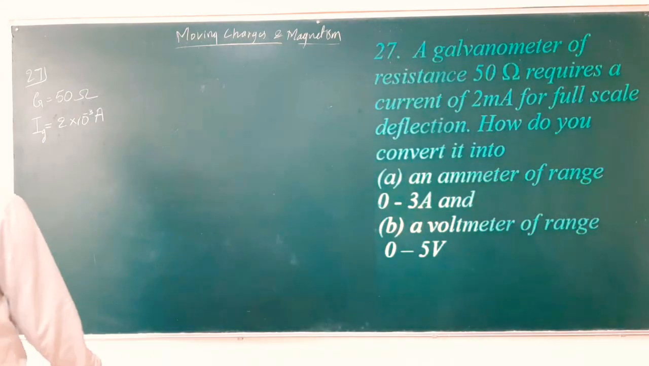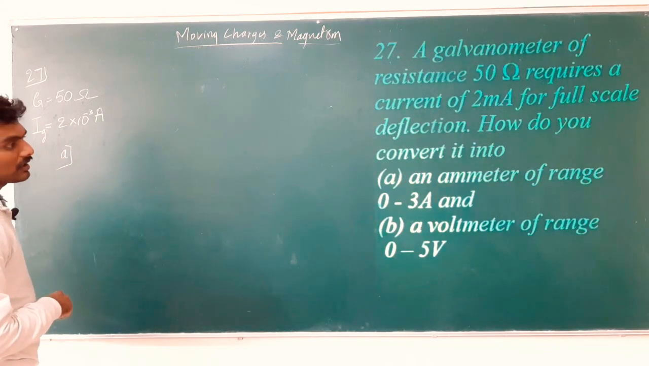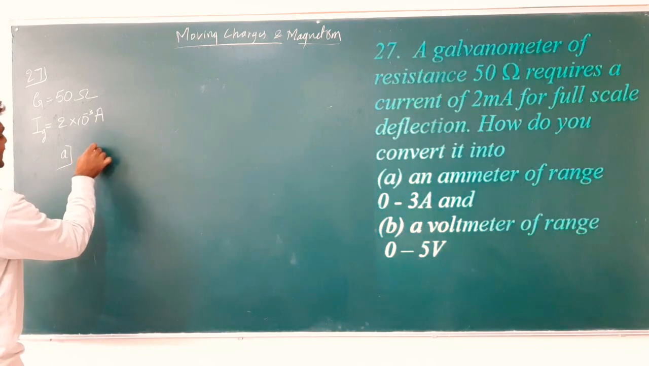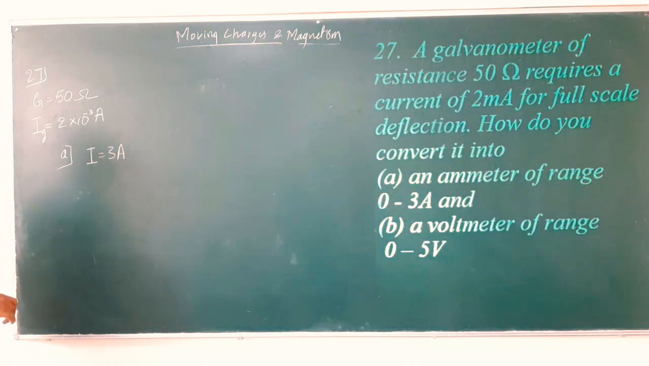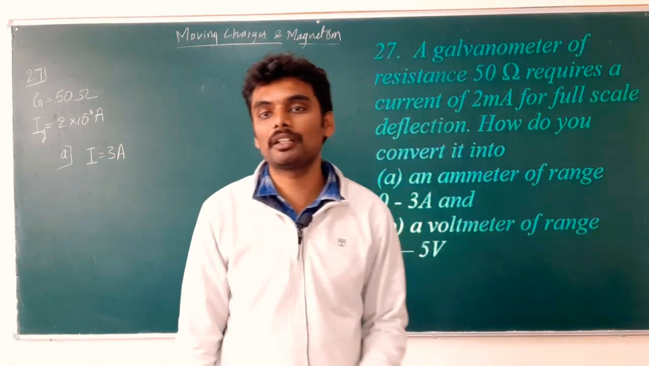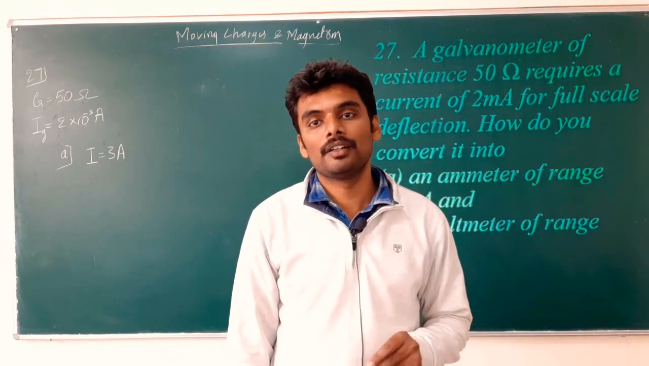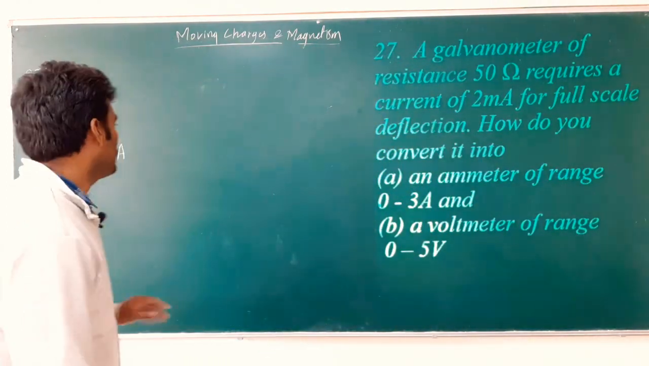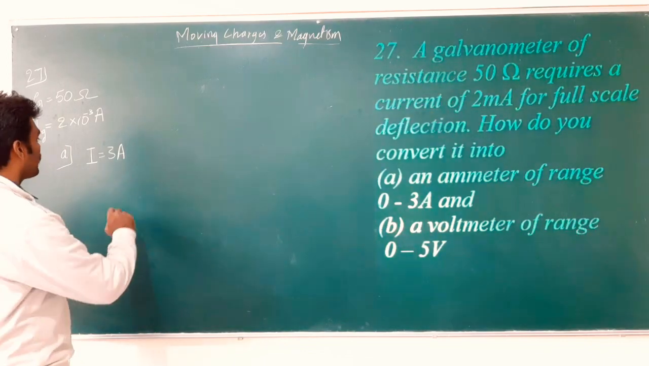Now we need to convert it. So these are the given data in general. For the first situation, we need to convert it into an ammeter of range 0 to 3 ampere, which means the maximum current that we should measure is 3 ampere, which we will consider as I. How do we convert it? We convert a given galvanometer into an ammeter by connecting a shunt resistor in parallel with the given moving coil galvanometer. So the value of the shunt resistance shall also be obtained.